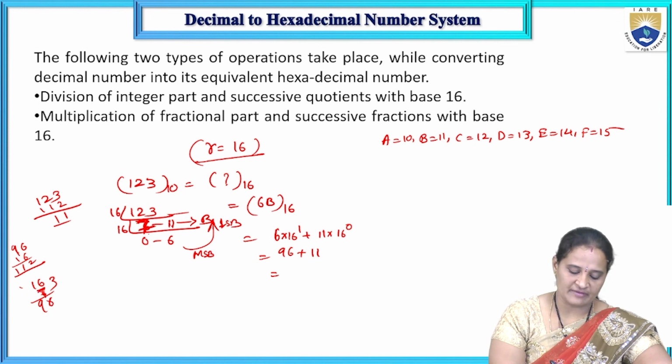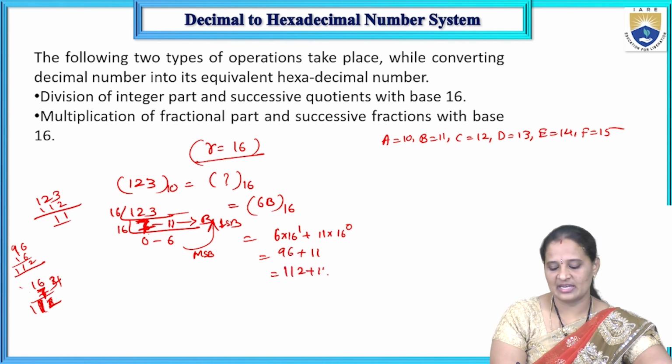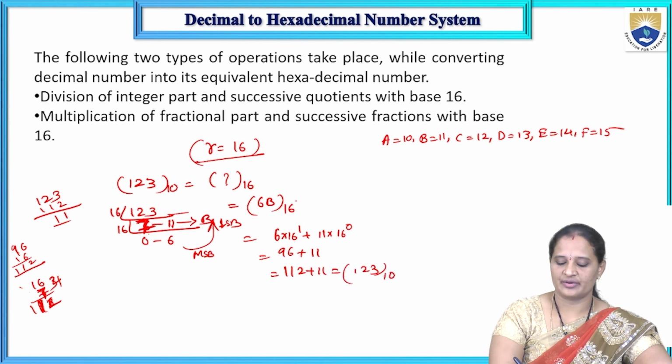Sorry, it is 7. 16 into 7: 7 sixes are 42, and 7 ones are 7, that is 112. And 11. Okay, so 112 plus 11, how much will I get? 123. So this is correct.